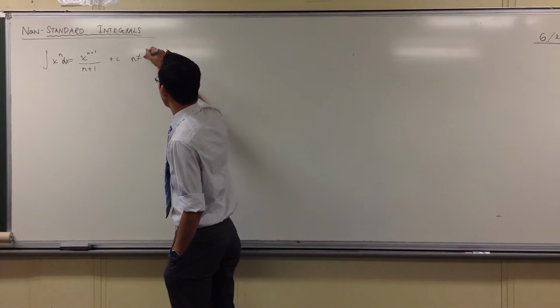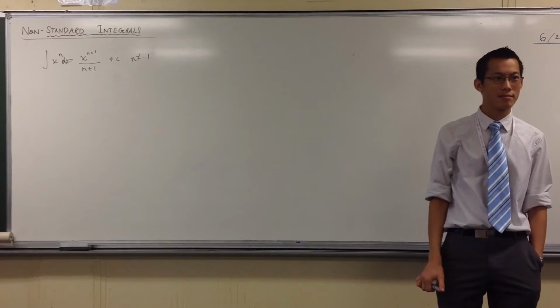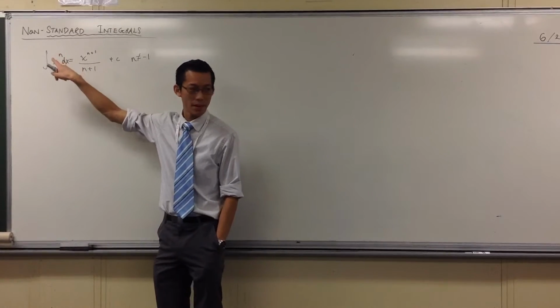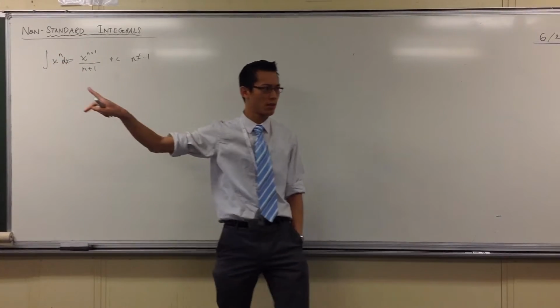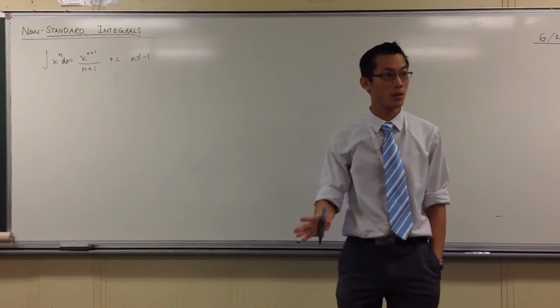n cannot be negative one. Now why would that be the case? Why can't it be that? Right, okay, because if you have 1 over x here, you don't use this rule at all. The integral of 1 on x is log x, isn't it? We've just been looking at that, okay?